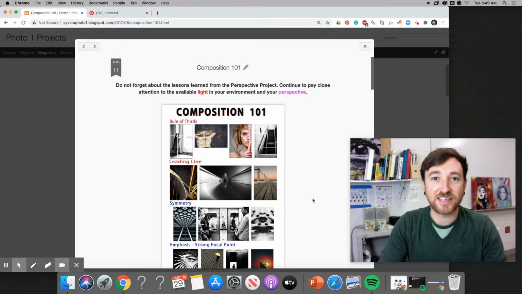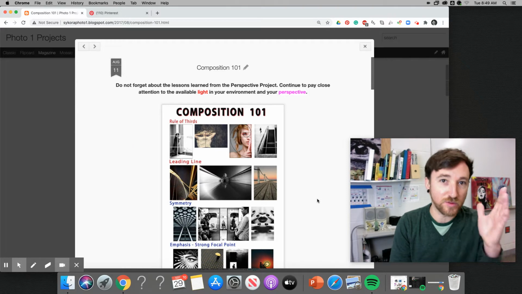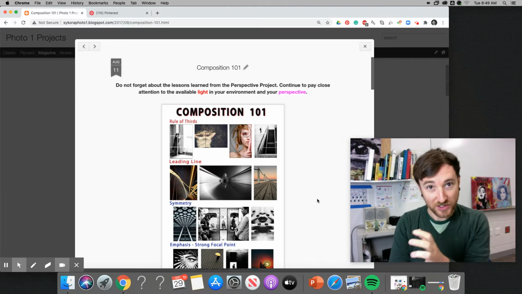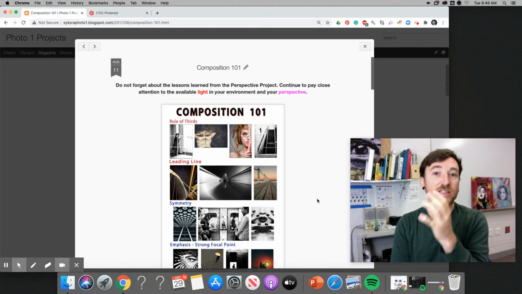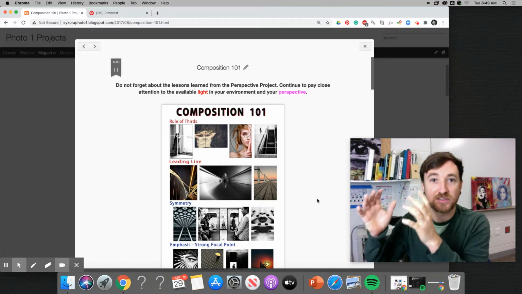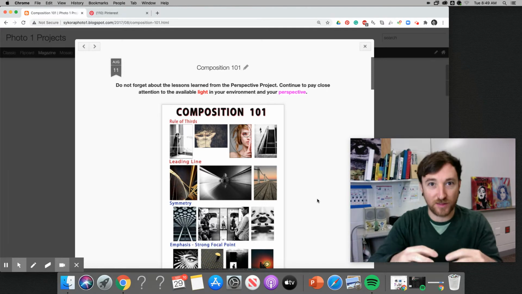Now, as is the case with all other projects before it, I want you to carry on what you learned from the last project into this project. So at this point, you should be utilizing perspective, lighting, and now composition, kind of bringing it all together, okay?